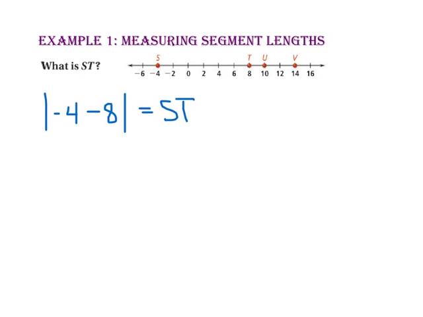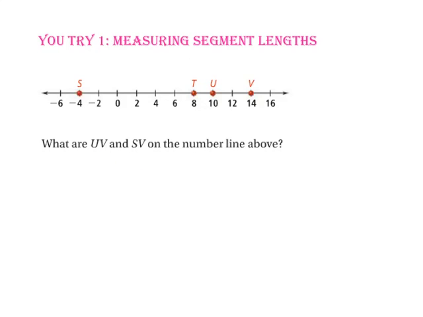Since -4 minus 8 is -12, we will take the absolute value of -12, which is 12. So the length of segment ST is 12 units. Note that we can also count. From point S, we'll go 2, 4, 6, 8, 10, 12 units to point T. Pause the video and do your try number 1.